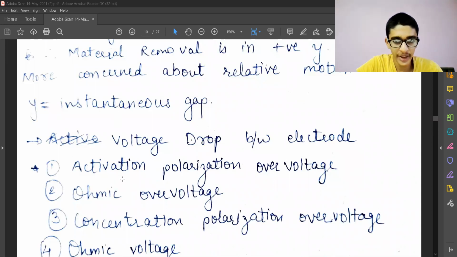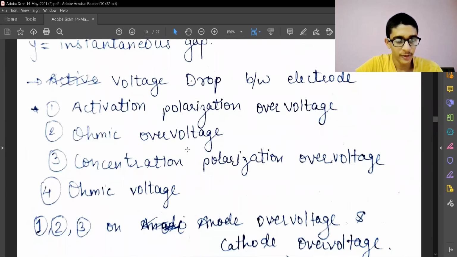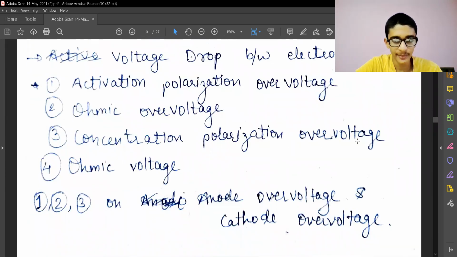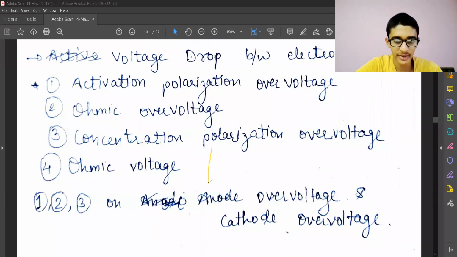And the voltage drop between the electrodes because of that instantaneous gap depends on different factors. The first will be the activation polarization overvoltage, the ohmic overvoltage, and the concentration polarization overvoltage. So these are just the factors, the ohmic voltage. And the first three factors are on the anode and cathode overvoltage side. So let me just give you a quick view.